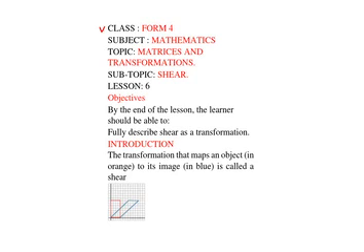transformation. So we say the transformation that maps an object, which I've drawn in orange, to its image, which is in blue, is called a shear. You can see the shape of the object and the shape of the image.